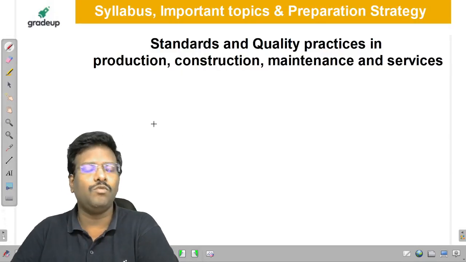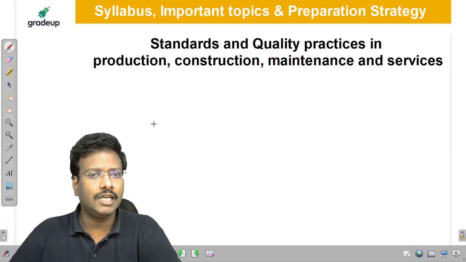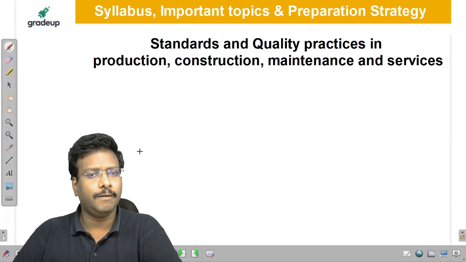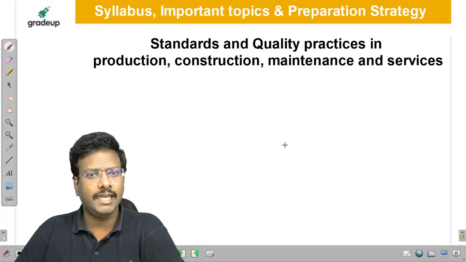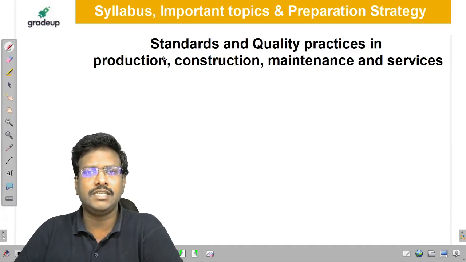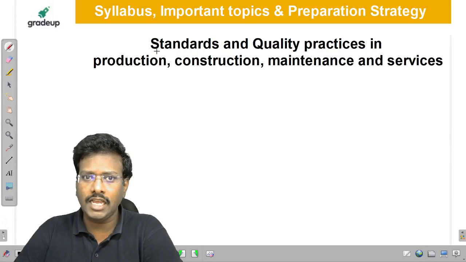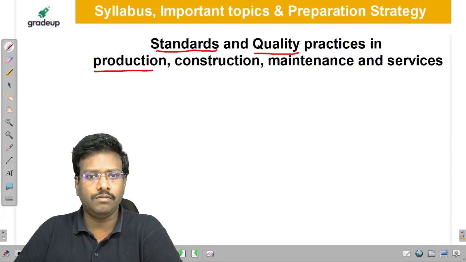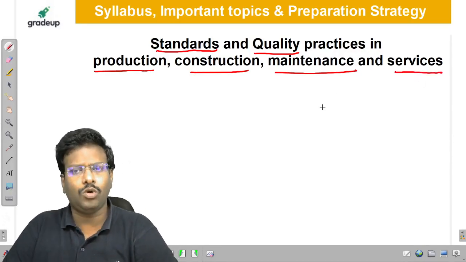First of all, we'll move on to the syllabus, what was prescribed in the ESE notification as well as on the UPSC site. The fifth topic present in that is standards and quality practices. Standards and quality practices in production, construction, maintenance, service. So all are given.